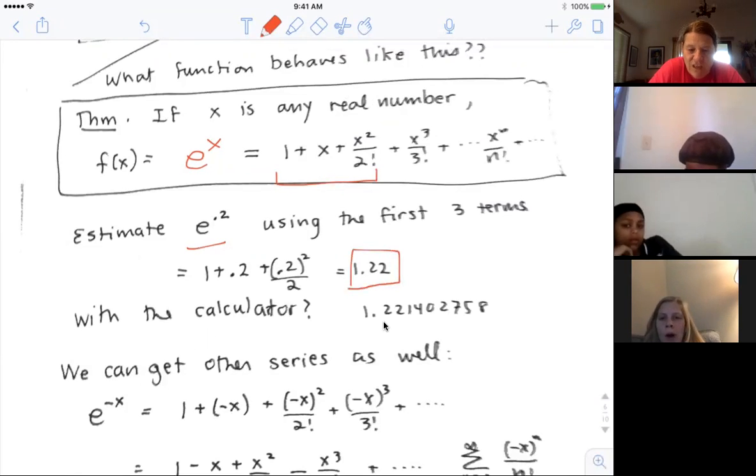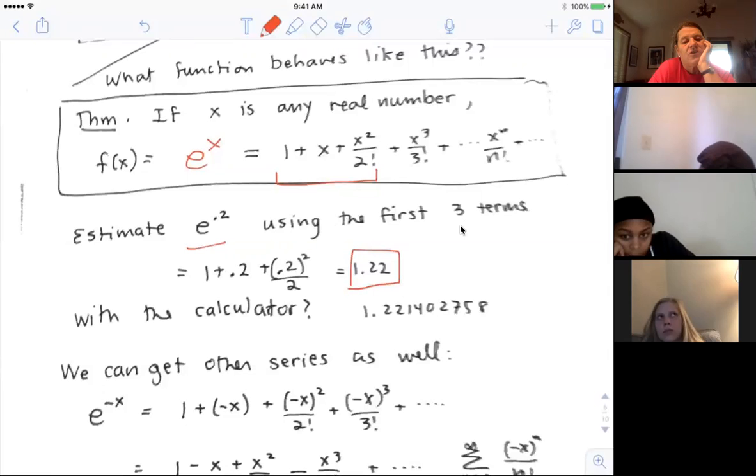You get 1.221402758. That's what you get on the calculator. This is an estimation of it using 3 terms of the series. So you can estimate that for as far as you want to go. Now, the further you go down the line in the series, the better estimate you get.